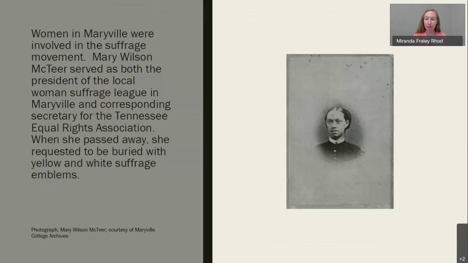And I just wanted to share a few examples of some of our stories related to different communities throughout the state. So Maryville had a really interesting suffrage tradition in that community. The lady shown here, Mary Wilson McTeer, she was active both in her local suffrage league and in the state suffrage association at the time. She was such an avid suffragist that she requested to be buried with yellow and white suffrage emblems. Maryville College also had a suffrage league for students there, so there was a lot of suffrage activity in Maryville.